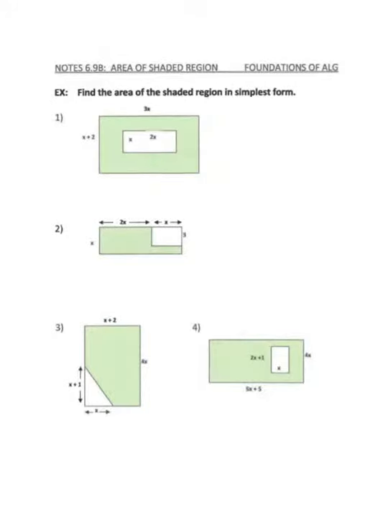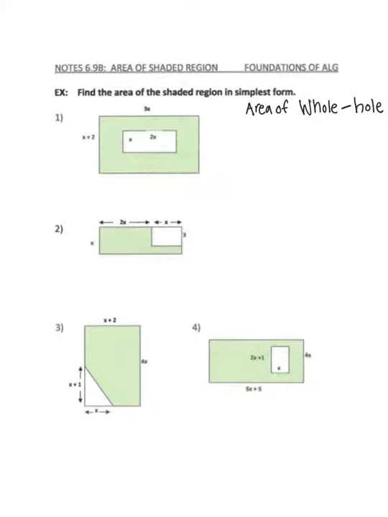All right, in 6.9b, we're going to continue with the area of the shaded region, and we're going to go through some more examples of how to find the area in simplest form. So if we look at number 1, remember the area of the shaded region is the area of the whole thing minus the area of the hole.